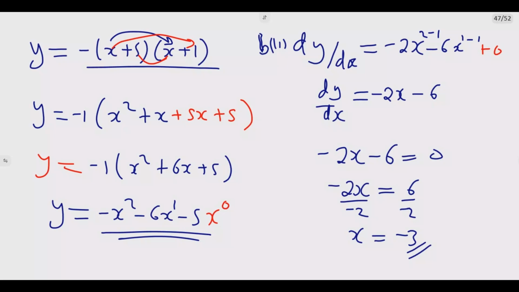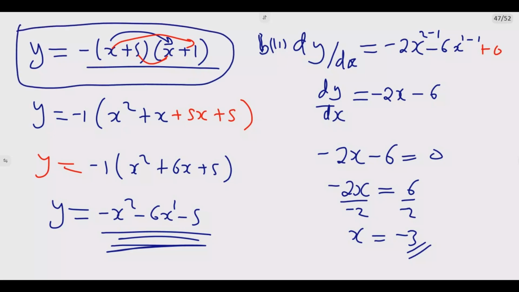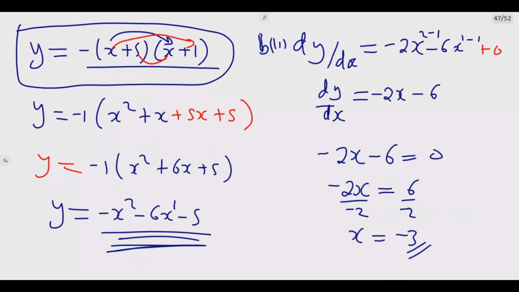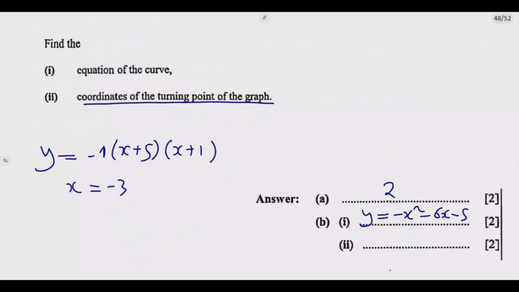In this equation, whatever there is x, we substitute. If you want, we can use this simplified version. Using this version is much easier for you. Then we just say y is equal to minus 1 times x plus 5, then x plus 1. Then we know the value of x is negative 3, so we just substitute there. The value of x is negative 3, then plus 5, then negative 3, then plus 1.